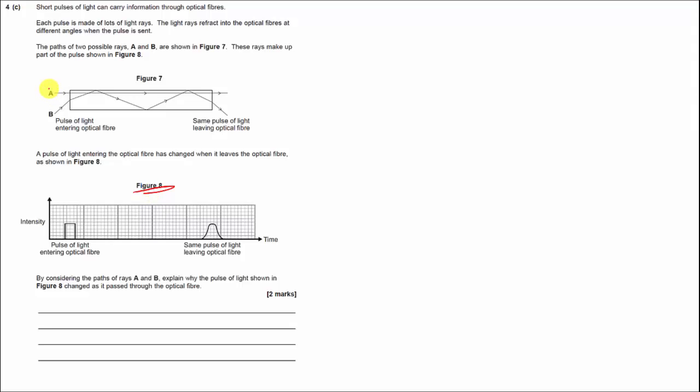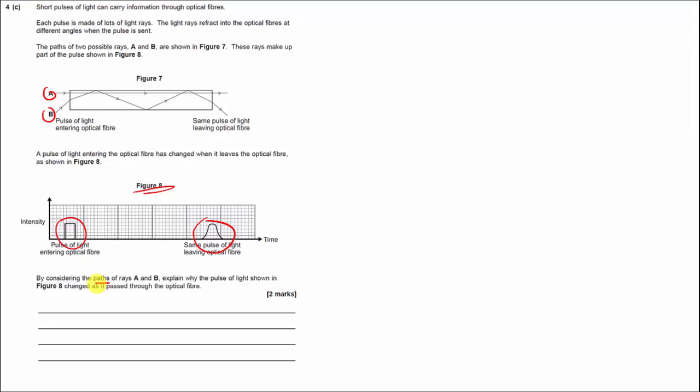So we've got two rays, A and B, and the initial pulse, it looks like, so a pulse of light entering the optical fiber has changed when it leaves the optical fiber as shown in figure 8. So it enters like this, one sharp pulse, and it comes out all spread out. Right, pulse of light entering, pulse of light leaving. So why? By considering the paths. The paths, what does that mean?